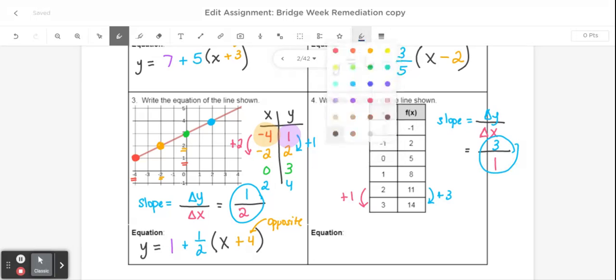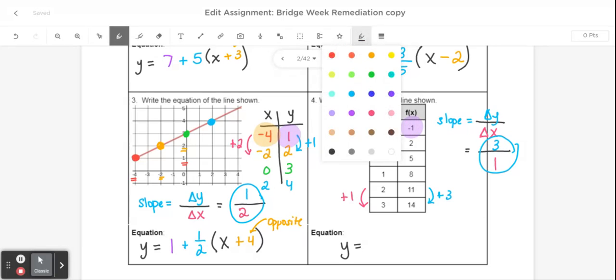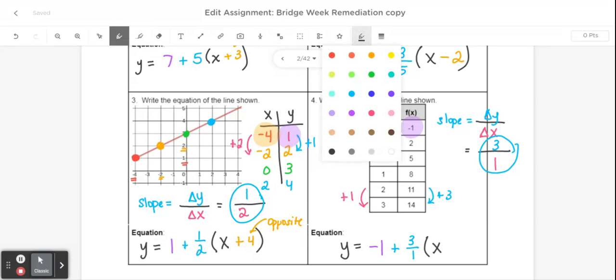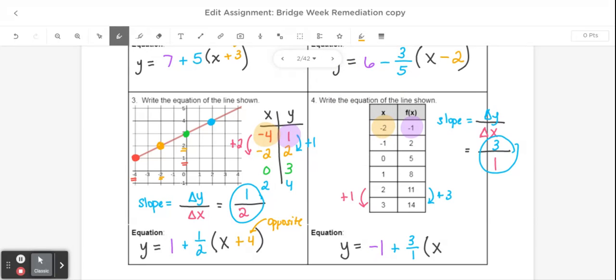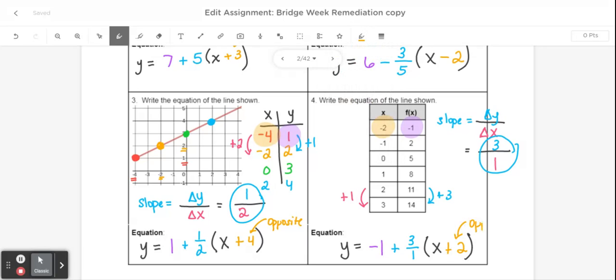I'm ready to go. I'm going to write y equals my starting y value. So my starting y value is going to be negative 1. Then I'm going to fill in my slope. My slope is positive 3 over 1. And then I'm going to put parentheses x, and I'm going to look back at the starting x value. Now, the starting x value here is negative 2, but I always want to use the opposite. So I'm going to have to do positive 2 here in order to write my equation. So this, remember, is always the opposite. It's the only number that's always the opposite is the x.